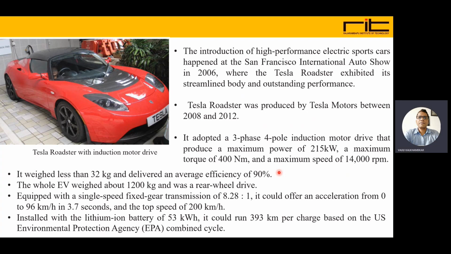It weighed less than 32 kg and delivered an average efficiency of 90%. The whole EV weighed about 1200 kg and it was rear-wheel drive, equipped with a single-speed fixed gear transmission of 8.20 to 1. It could offer acceleration from 0 to 96 km per hour in 3.7 seconds and a top speed of 200 km per hour. It was installed with a lithium-ion battery of 33 kWh. It could run 393 km per charge based on the US Environmental Protection Agency combined cycle.